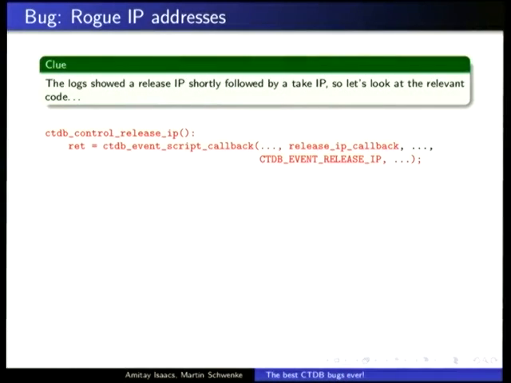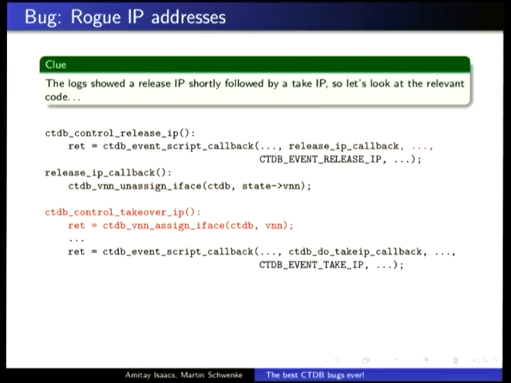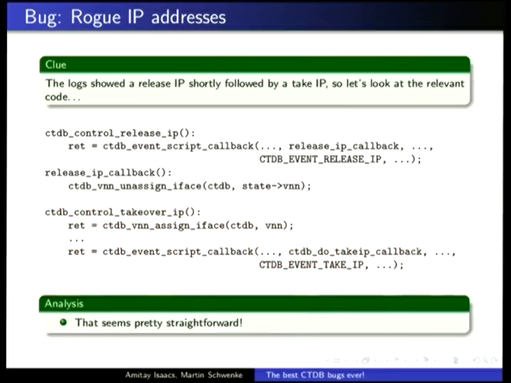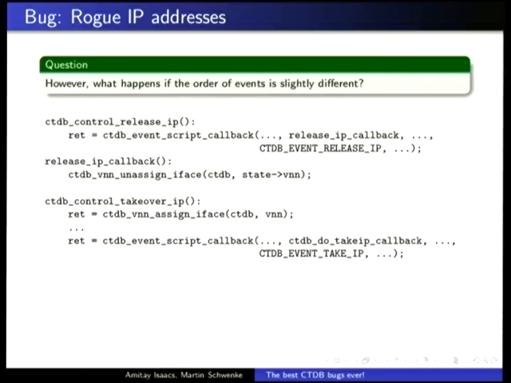So here's the code. The first thing we do is we launch the scripts, and then when the callback gets called, it disassociates the interface from the IP address. Then a take IP associates an interface with the IP address and then runs the scripts. The ordering of this is actually quite useful for other reasons, but that's pretty straightforward. Good things happen.